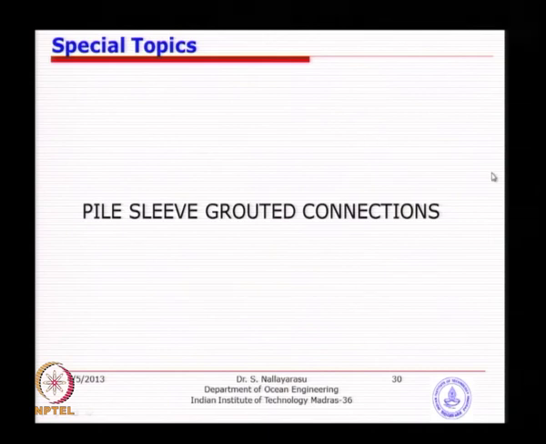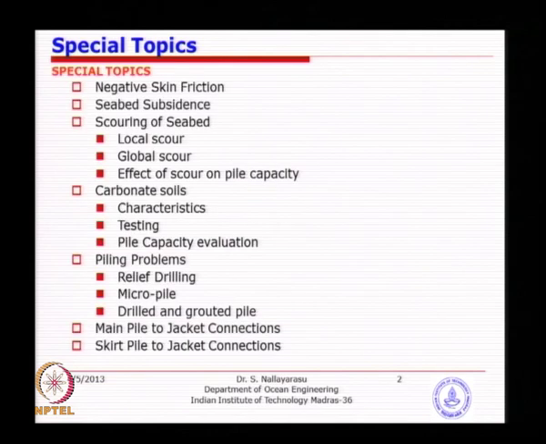The pile sleeve grouted connection, I think we have already covered in the other classes. So, these are some of the special problems which you need to remember when you are doing the pile foundation design.